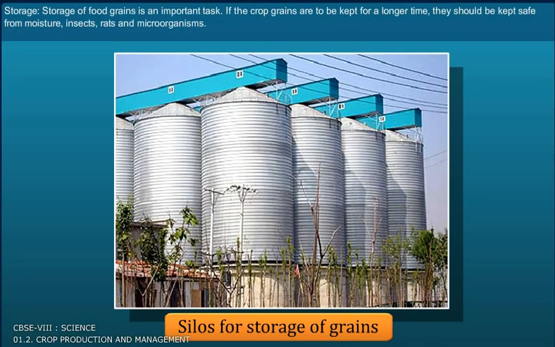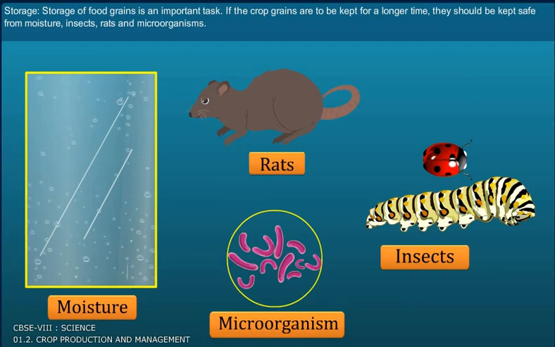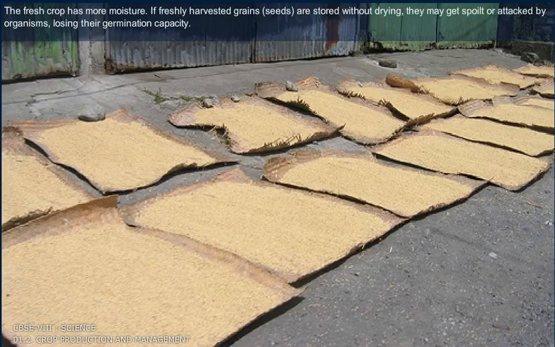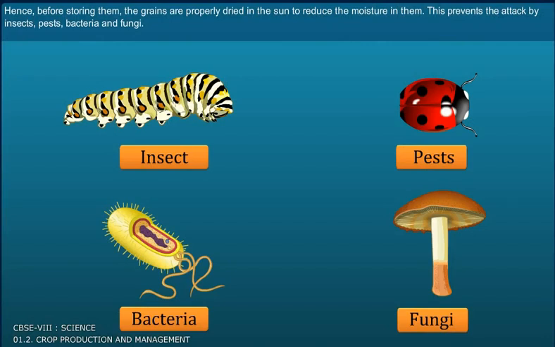Storage. Storage of food grains is an important task. If the crop grains are to be kept for a longer time, they should be safe from moisture, insects, rats and microorganisms. The fresh crop has more moisture. If freshly harvested grain seeds are stored without drying, they may get spoiled or attacked by organisms, losing their germination capacity. Hence, before storing them, the grains are properly dried in the sun to reduce the moisture in them. This prevents the attack by insects, pests, bacteria and fungi.